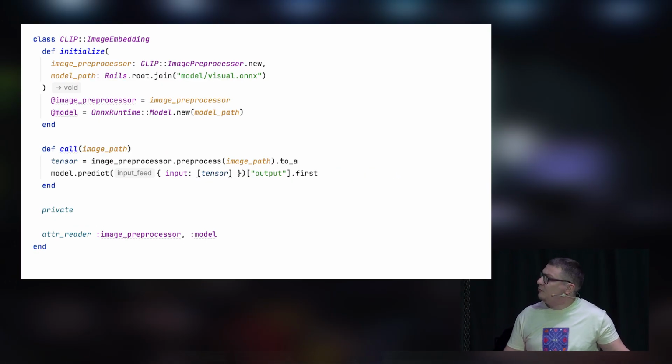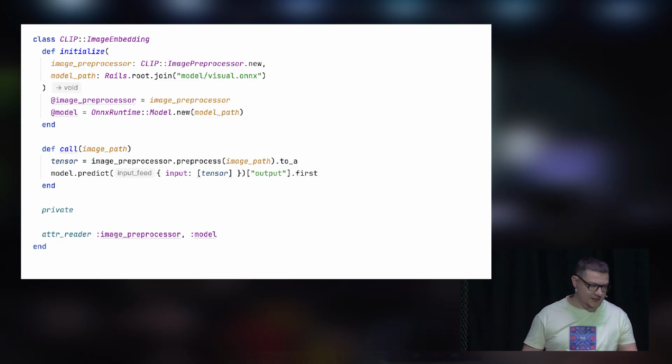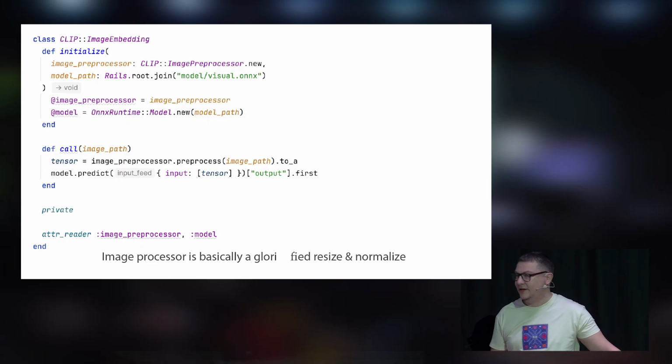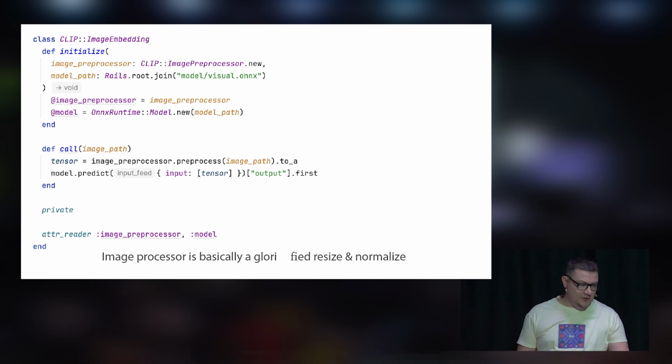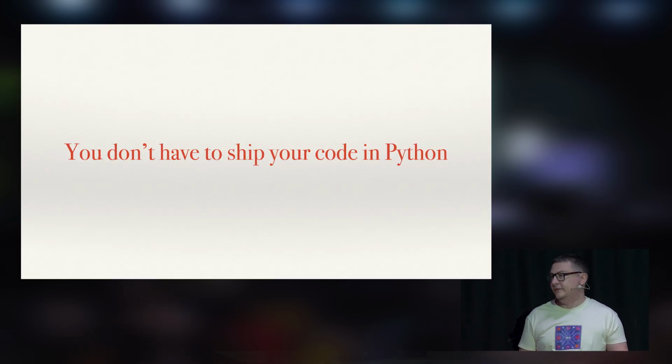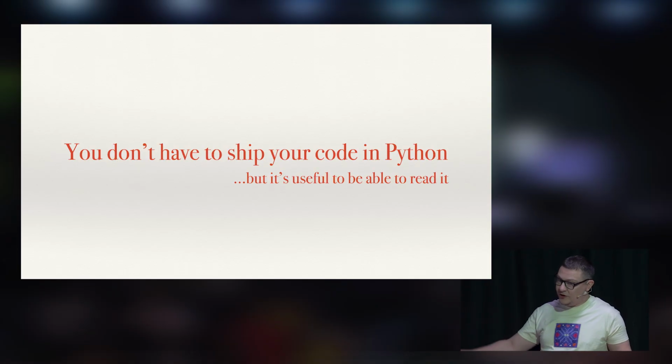And if you're looking at an image preprocessor, this is like a glorified resize. There is nothing there that is like AI code. This is resized to a certain size and normalized the colors. So you don't have to ship your code in Python. It's useful to be able to read it, especially if you're doing those preprocessors or you want to take a look at the tokenizer, but you don't have to ship it. You can actually run this stuff in Ruby.